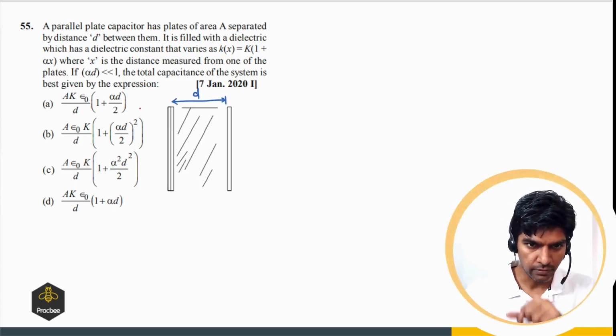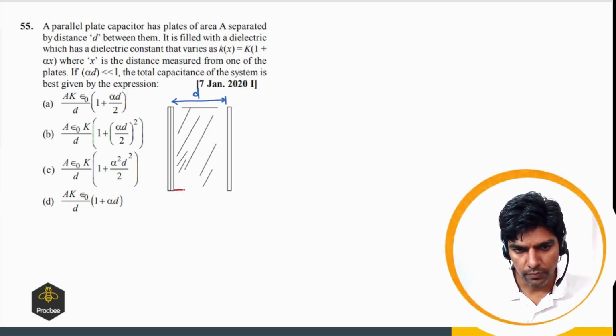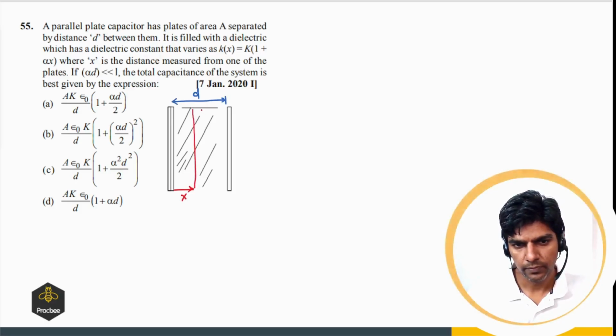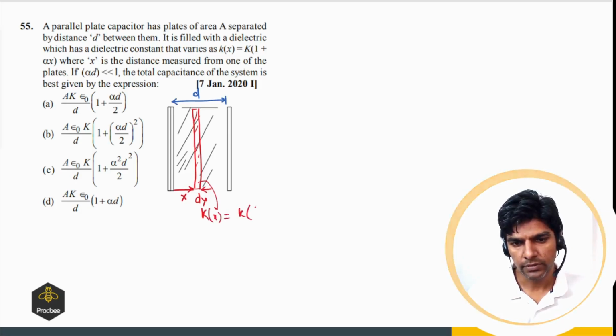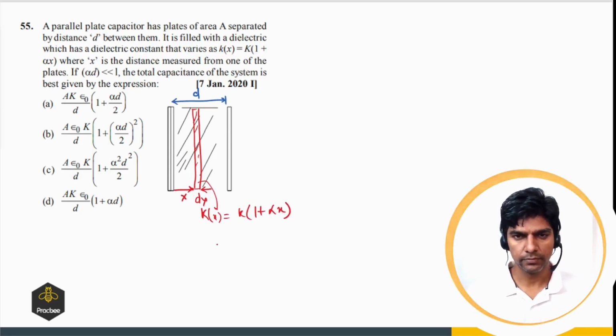So actually what they mean is, if I take a slab at a distance x and the thickness of the slab is dx, if we consider this particular slab, thickness is dx, then at this location the dielectric constant will be given as k times 1 plus alpha times x. Okay.